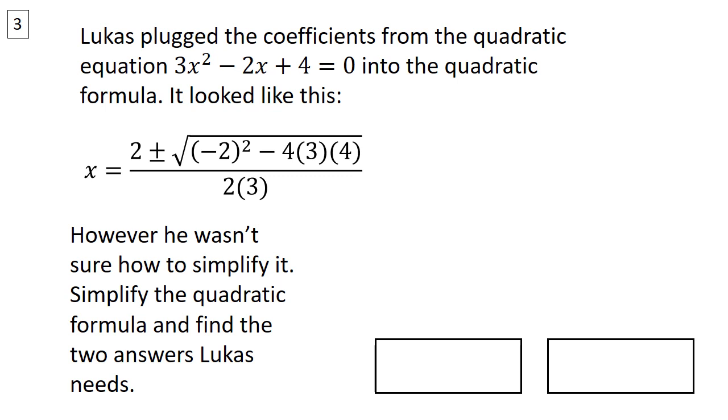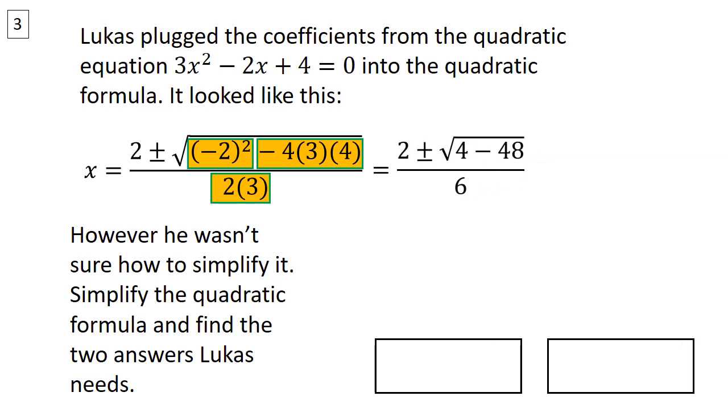And I like to go ahead and get the squared part, that minus 4ac part, and that 2a part in the bottom. All 3 of those we can simplify. So that's going to give me 2 plus or minus the square root of negative 2 squared is positive 4. Make sure you get that positive 4. When you square a negative, you get a positive.